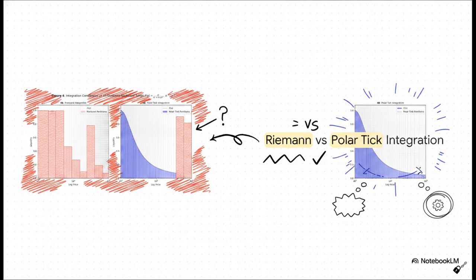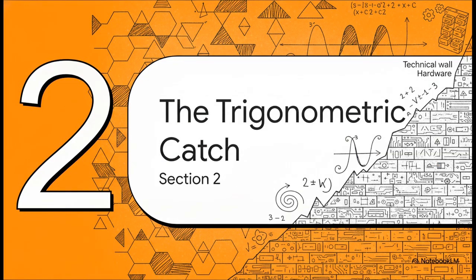But contrast that with polar tick integration. By shifting over to polar coordinates and utilizing angles, the tracking of liquidity becomes flawlessly smooth and highly granular. It captures heavy-tailed distributions perfectly. On paper, it is a total night and day difference. Section 2. The Trigonometric Catch.